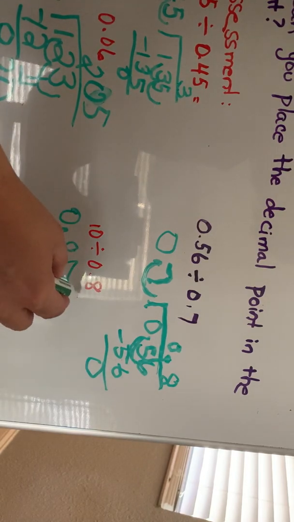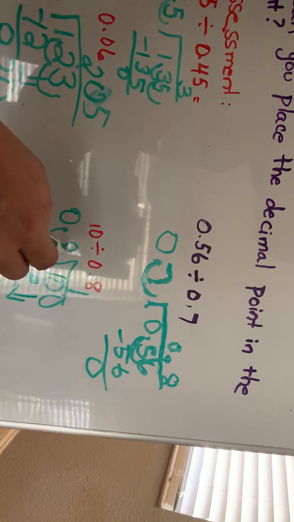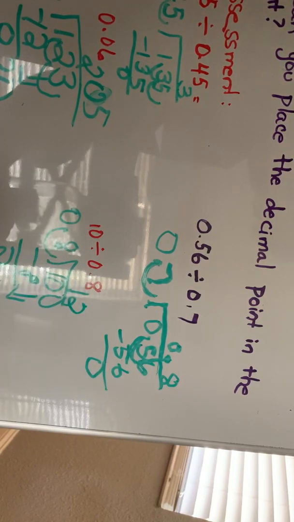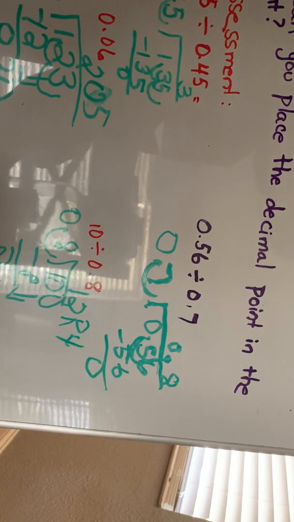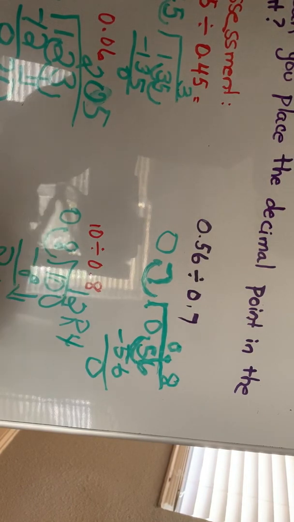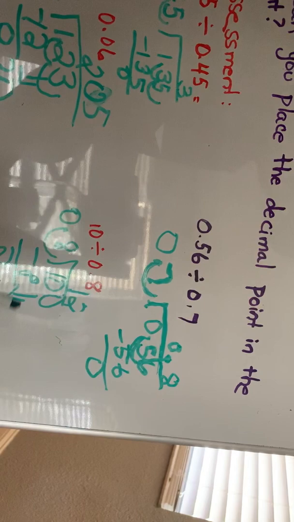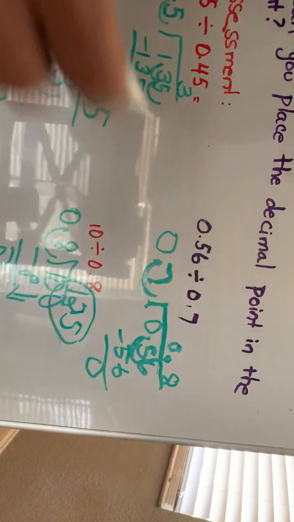So 8 goes into 10 once. 1 times 8 is 8. And I have 2 as a remainder, and then I bring down the 0. Now I go 8, it goes into 20 twice. 2 times 8 is 16, and then I'm going to have a remainder of 4. And you could just put remainder 4, or you can add another 0, and I don't have room here. And then 8 goes into 40 5 times. So your answer would be 1.25.